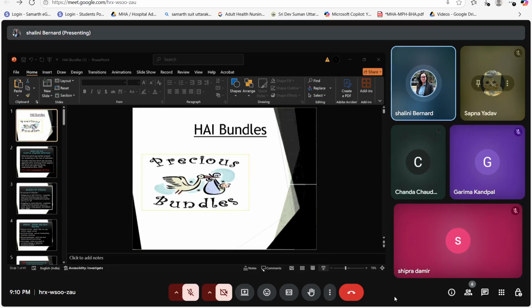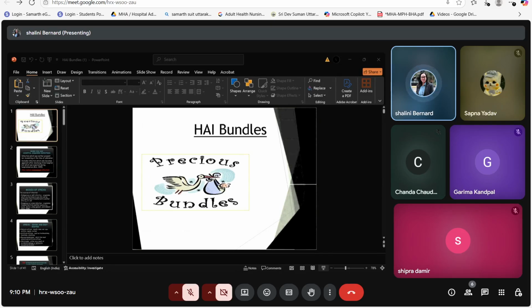So when can we say it is a hospital acquired infection? When the patient is admitted to the hospital and doesn't have any infection, but after 48 hours of admission the patient develops any sign of infection, it is called a hospital acquired infection.